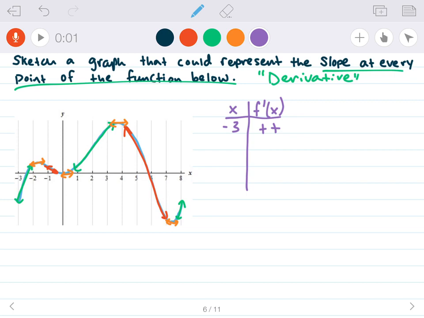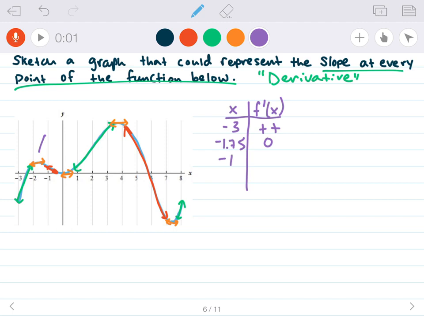And it starts to flatten out, looks like it's flattening out at about negative 1.75. We have a slope of 0, this horizontal line right here. And then it starts sloping down.